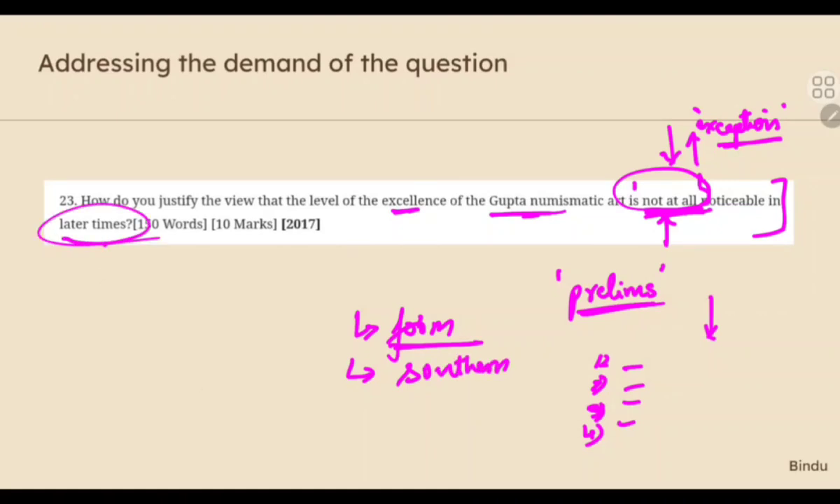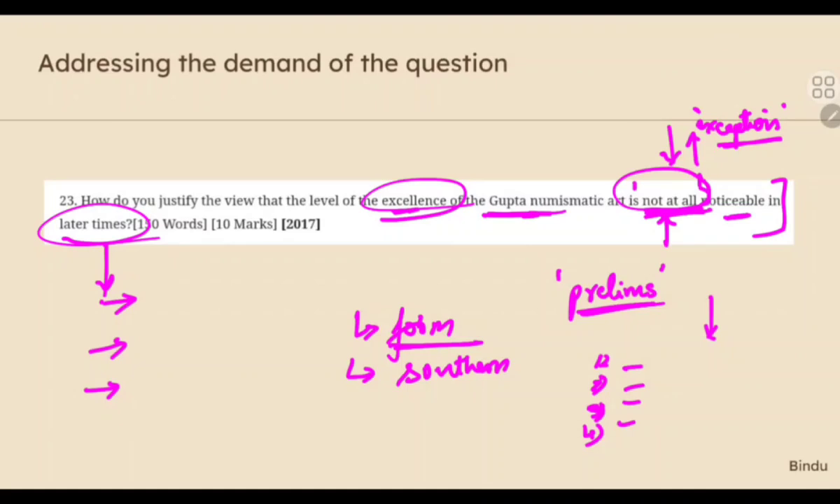And in later times, meaning the kingdoms coming after the Guptas, you have to mention those kingdoms. In those coming kingdoms, was this excellence visible or not? You have to write that.